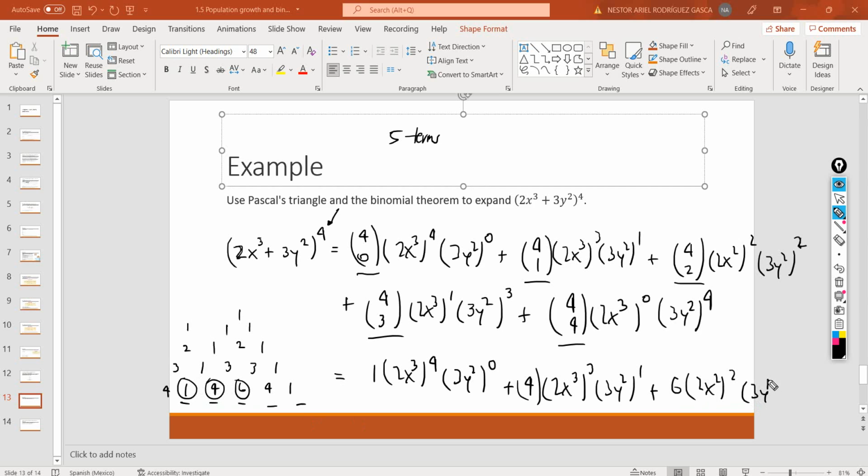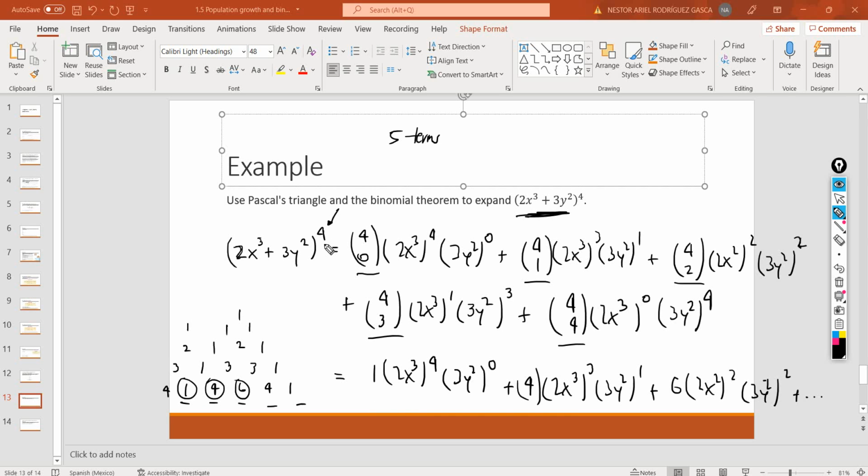So I hope you have understood how to use this triangle in order to get, once again, what is the name of these things? Binomial coefficients. All of these things, which is a number that comes from combinations, that is known as a binomial coefficient when they are written in the context of the expansion of a binomial, right? So you can continue doing the rest. And now the only thing that remains to be done is elevating this to the 4, this to the 3, etc., and simplify as much as possible. Okay, so there you go.